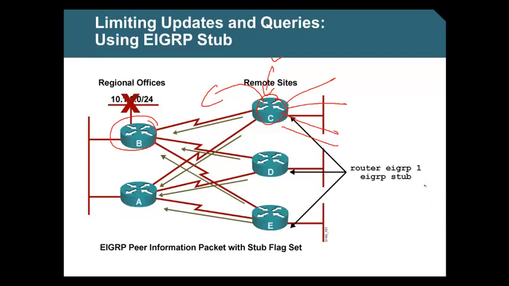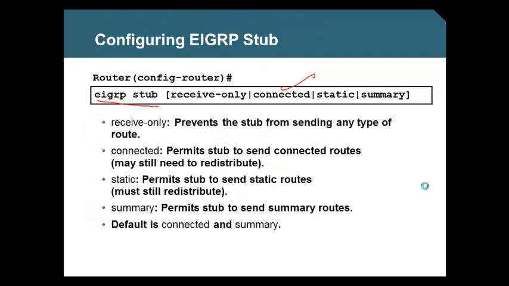That's stub summary. Stub summary will advertise only the summary route, not the detailed routes. And it won't take responsibility for any other static, redistributed network, or network learned from a remote neighbor. It will only take responsibility for those networks that are within the summarization limit. That's what stub summary means.